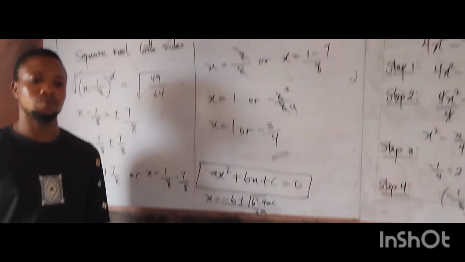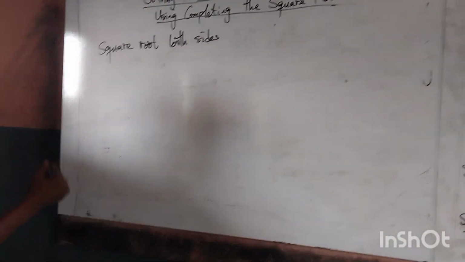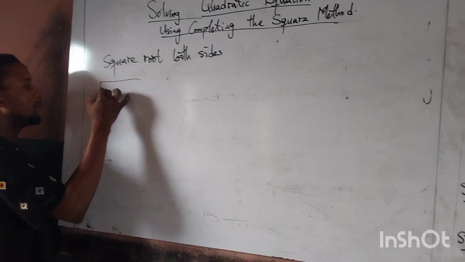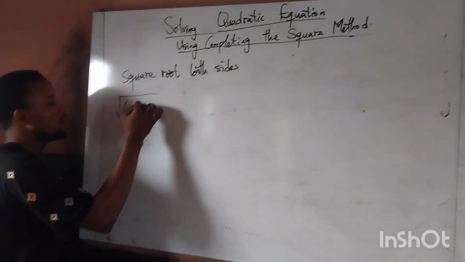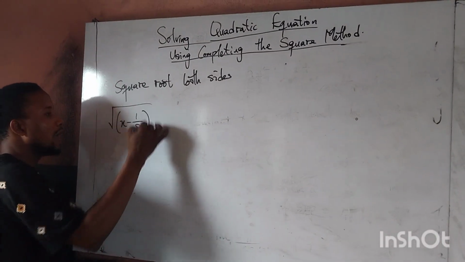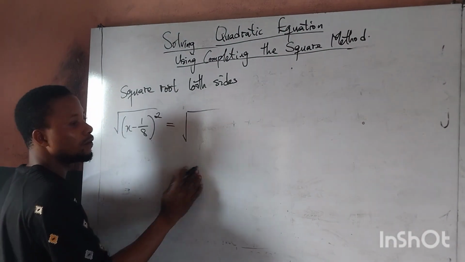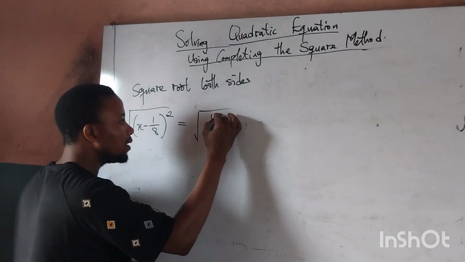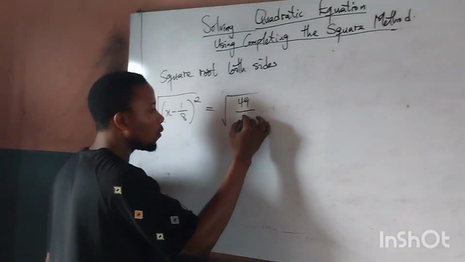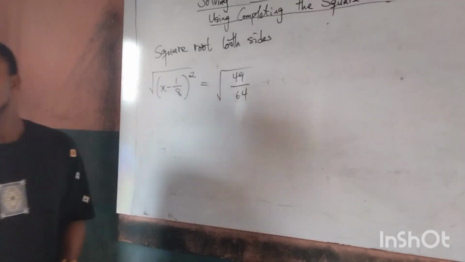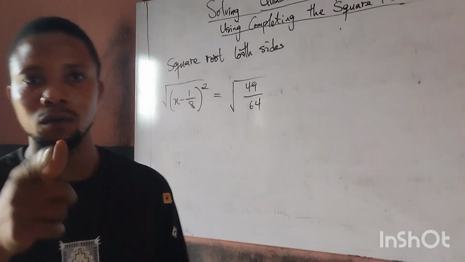Thank you. The square root goes to both sides. From there, you have x minus 1 over 8 squared to be equal to the square root of 49 over 64. Perfect.